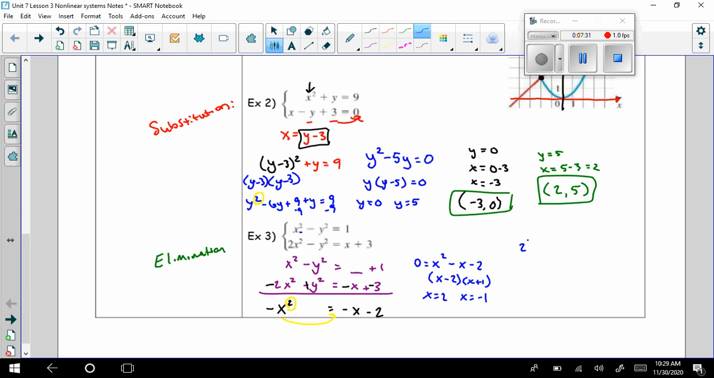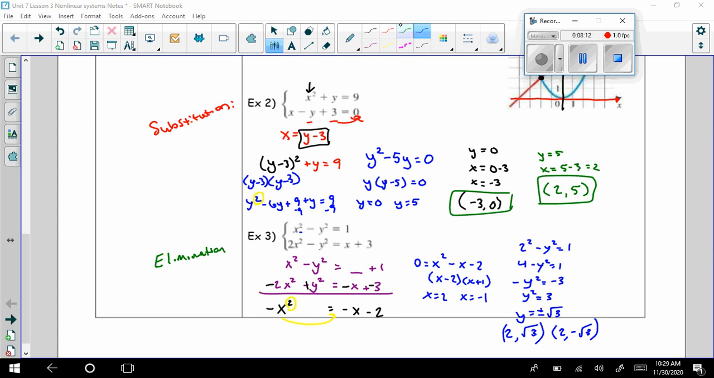And so 2 squared minus y squared equals 1. So 4 minus y squared equals 1. Negative y squared equals negative 3. Get rid of your negatives. So y equals plus or minus the square root of 3, which means that you have 2 and square root of 3. I'm kind of going off my page here. But you also have 2 and negative square root of 3. Both of those are points where they could cross.